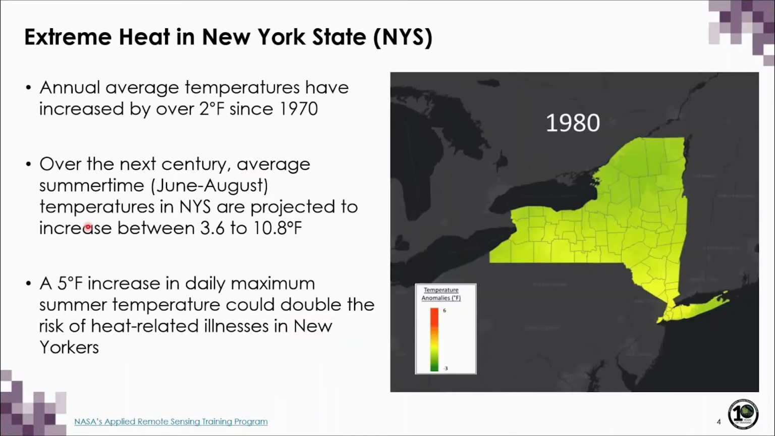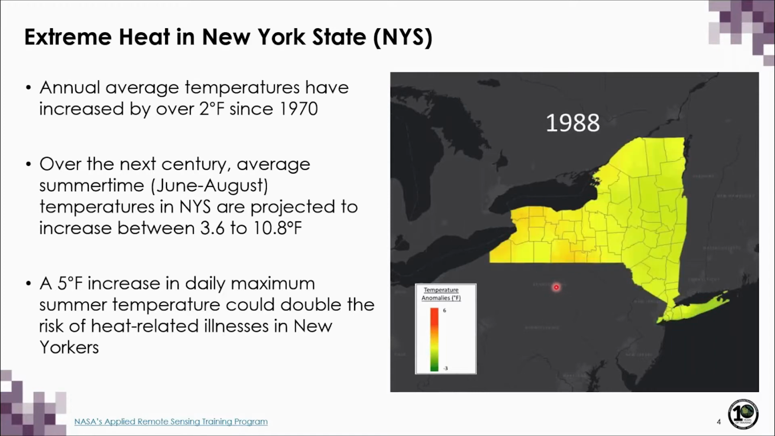All right. So why should we care about extreme heat in a temperate region like New York State? So you can see the map on the right. Summer temperatures across New York have been increasing. This map displays temperature anomalies by census tract. So the temperature anomalies are basically differences from the norm. And the norm for each census tract was based on a 30-year average temperature for that specific census tract.